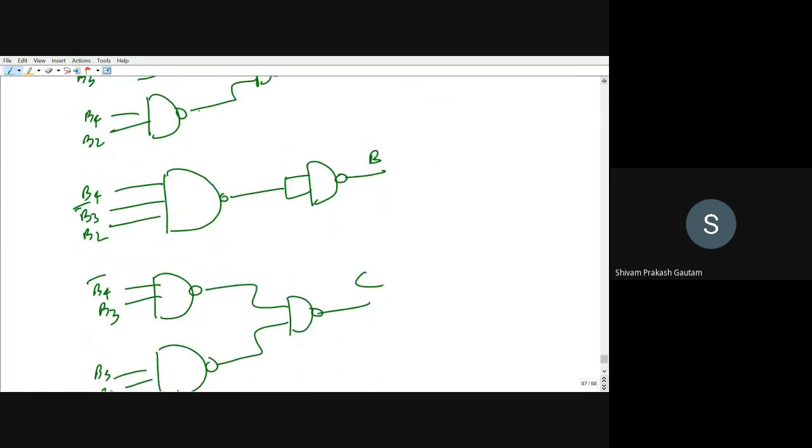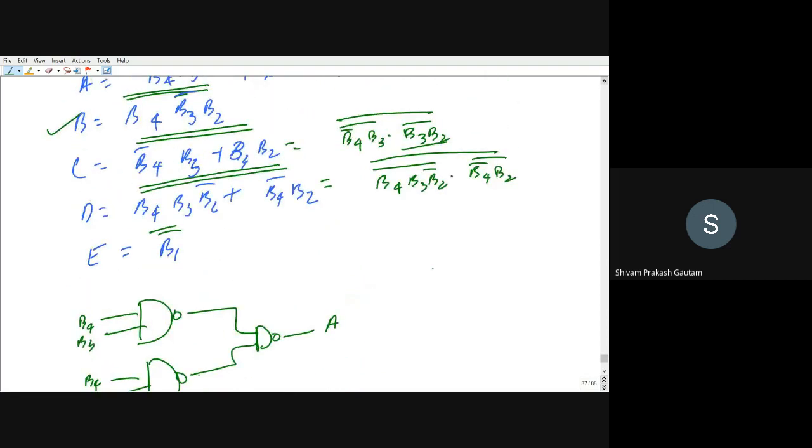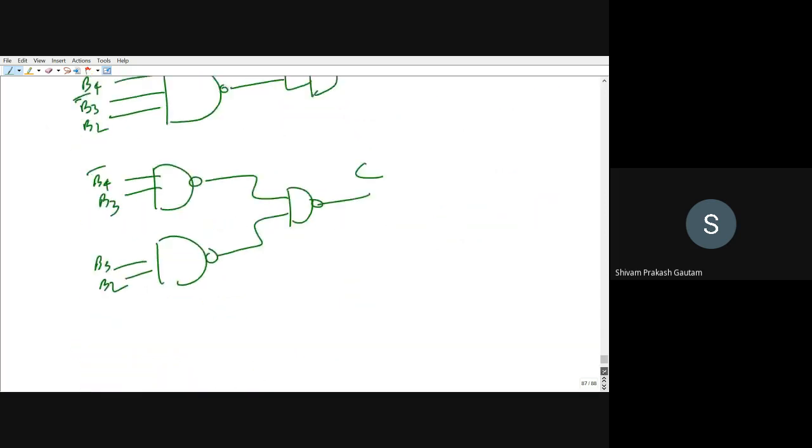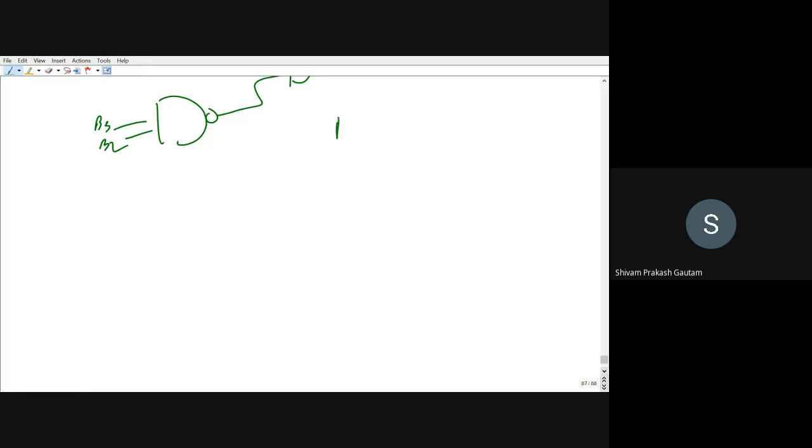Now for D and E you can draw by yourself. For E you can directly draw B1. This is passed through a NAND gate, and then it is again passed through a NAND gate. You can do it like this, or you can write E. And D, I'm leaving it up to you. You can draw it, right? So how you can convert from binary to BCD? I think this is clear. So this we have seen, binary to BCD. So first, what we have done, the truth table.